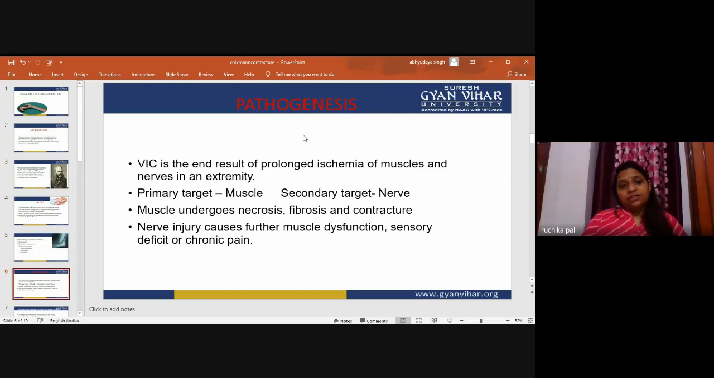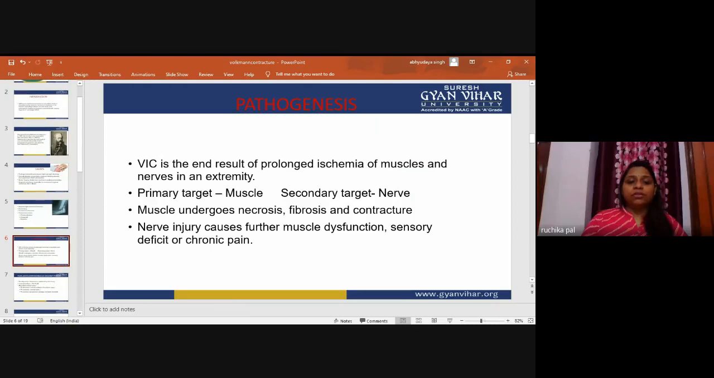Now pathogenesis. VIC is the end result of prolonged ischemia of muscles and nerves in an extremity. The primary target is the muscle, and the secondary target is the nerve. First it involves the muscle, then the nerve compression. Muscle undergoes necrosis, fibrosis, and contracture. Nerve injury causes further muscle dysfunction, sensory deficit, or chronic pain. So this is about the pathogenesis.